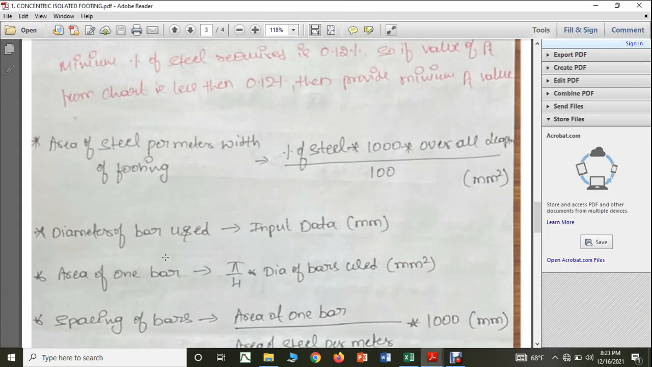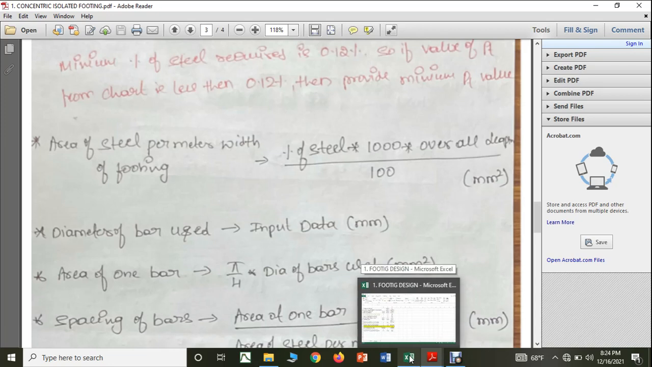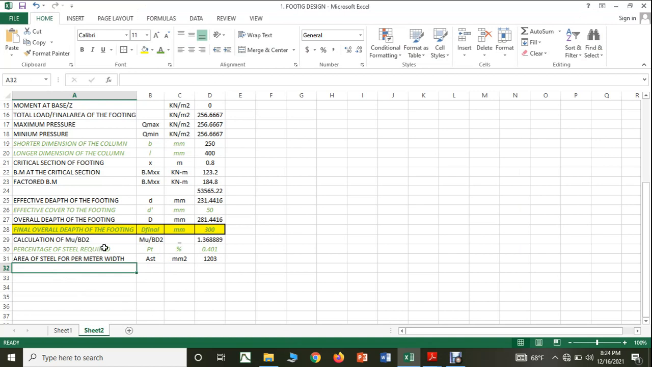Once the area of steel per meter width of the footing is done, you have to find out the diameter of the bar that I am supposed to use in the footing. I told you, when we are doing a concentric isolated footing, we take the diameter of the bar used parallel to the longer direction as well as the shorter direction the same, we don't change it. So you can give the diameter of the reinforcement.